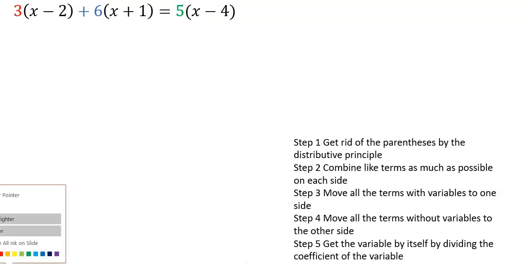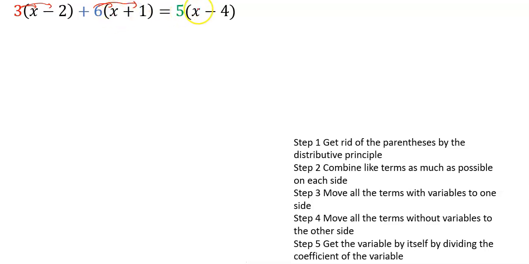In front of each pair of parentheses, there's a number: we have 3 in this one, we have 6 here, we have 5 there. So we're going to distribute the number to everything in the parentheses. We're going to do 3 times x and 3 times -2. For the second pair of parentheses, we're going to distribute 6 to x and to 1. And for the third pair, we're going to distribute 5 to both x and -4.